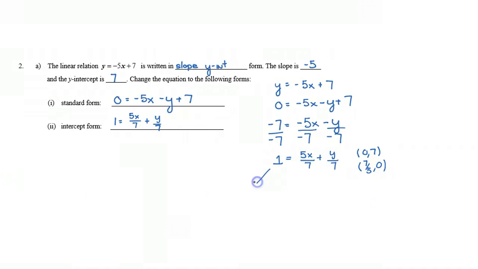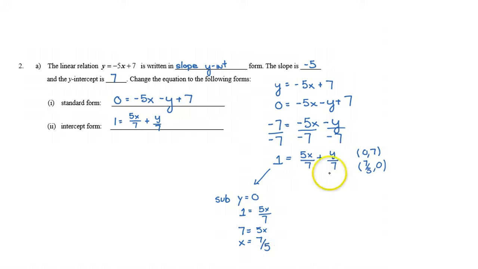A couple ways. One way is we could sub in y equals 0 and solve. So if y becomes 0, we end up with 1 is equal to 5x over 7, multiply both sides by 7, so we have 7 is equal to 5x, and therefore x is equal to 5 over 7. Sorry, pardon me, x is equal to 7 over 5. That's one way to do it.